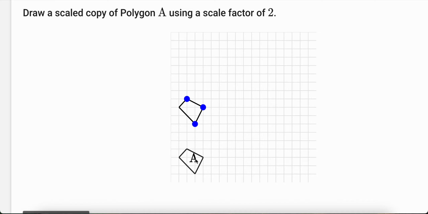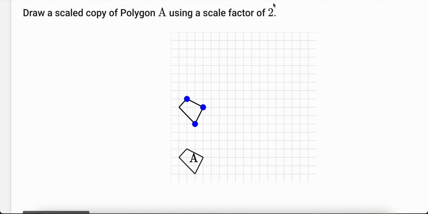The tricky part is that none of these segments that make the shape are horizontal or vertical, but we can use horizontal and vertical measurements to determine what moves we need to make to apply this scale factor. So I'm going to start at the point that doesn't change, and I'm going to see what horizontal and vertical moves it takes to get me to the next point. So I need to go up 1 and to the right 1 to get to the next point.